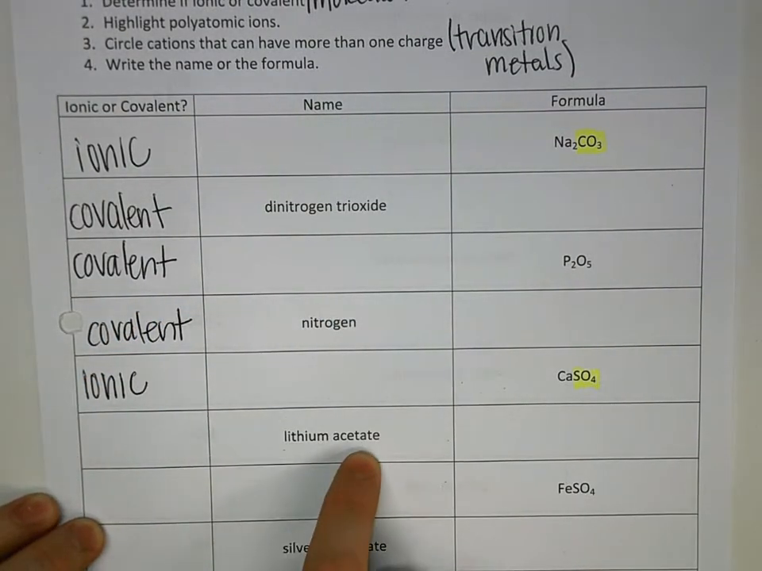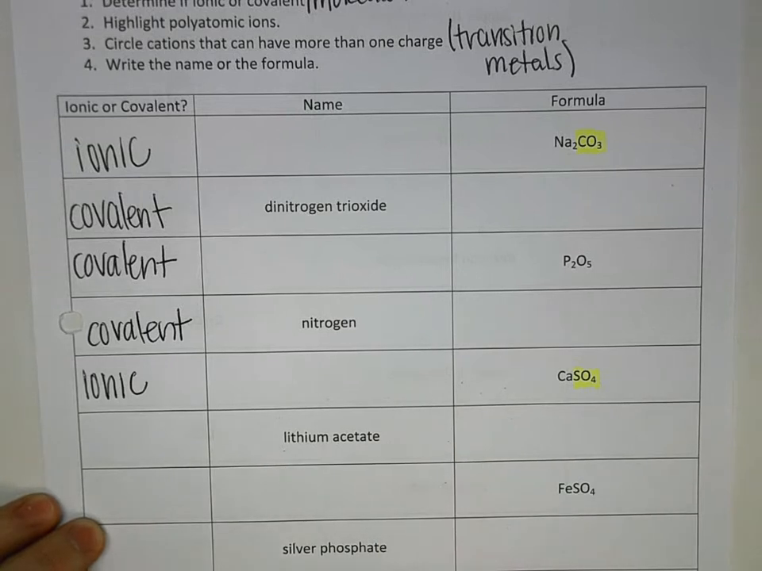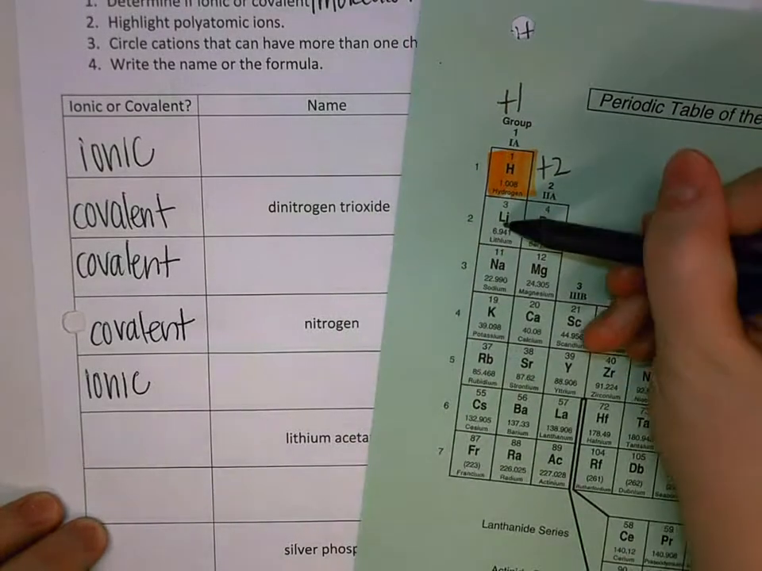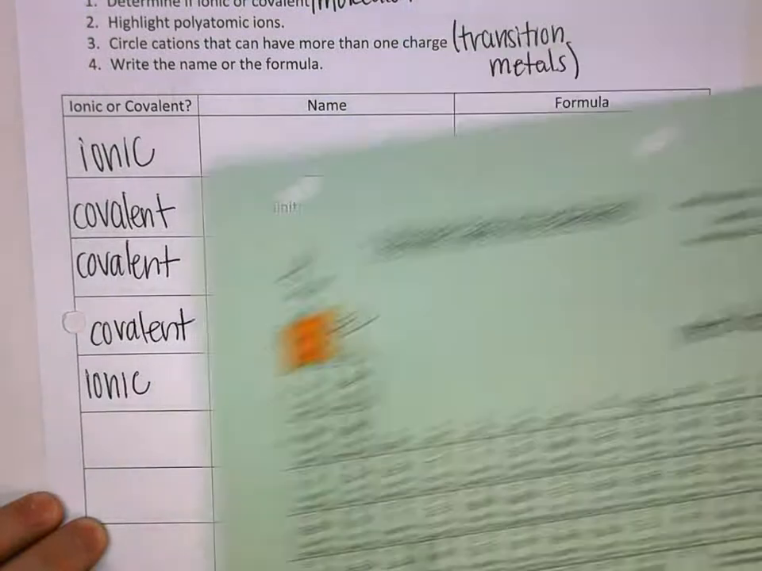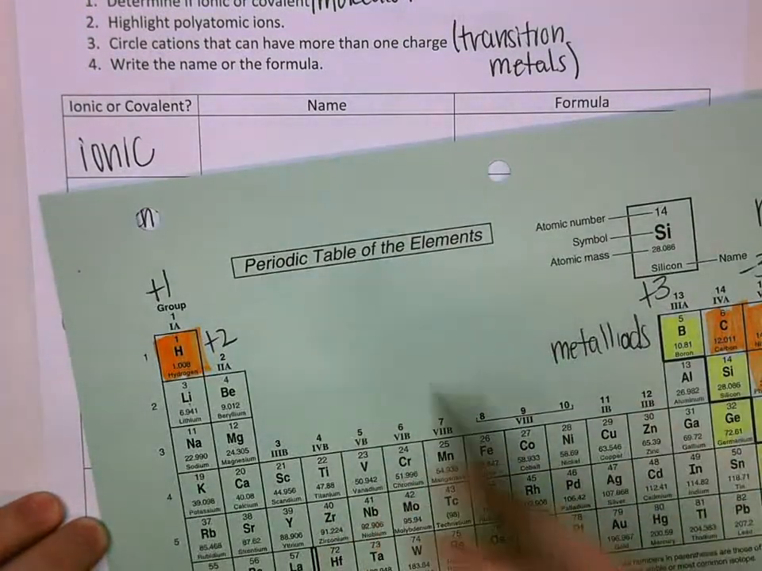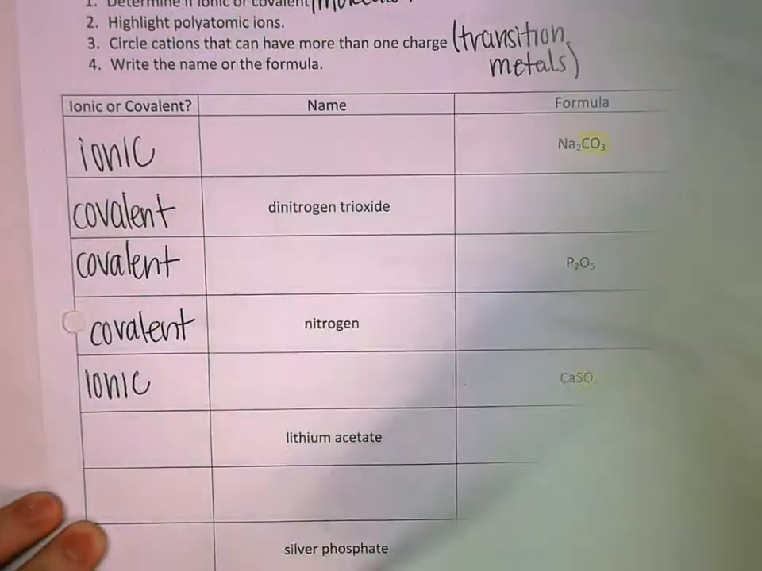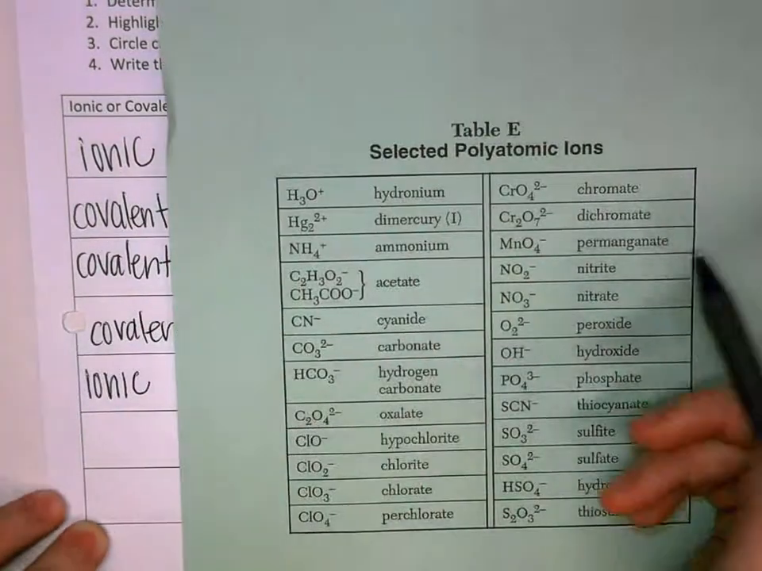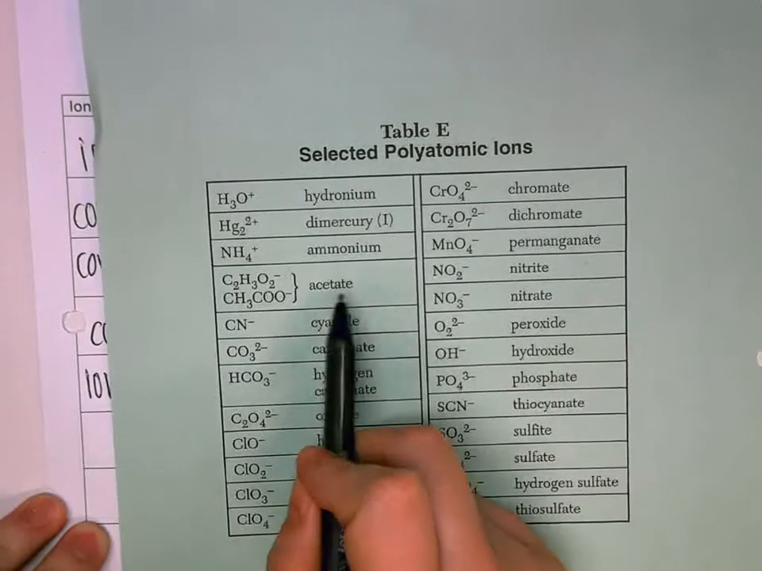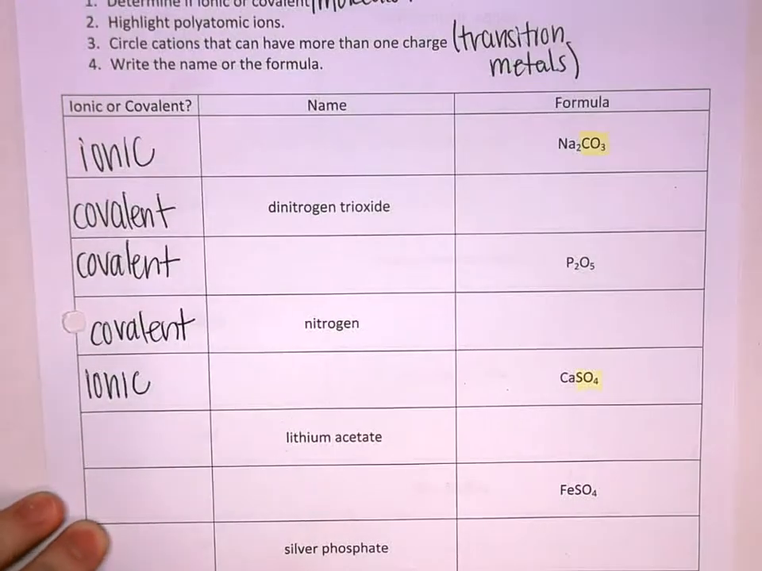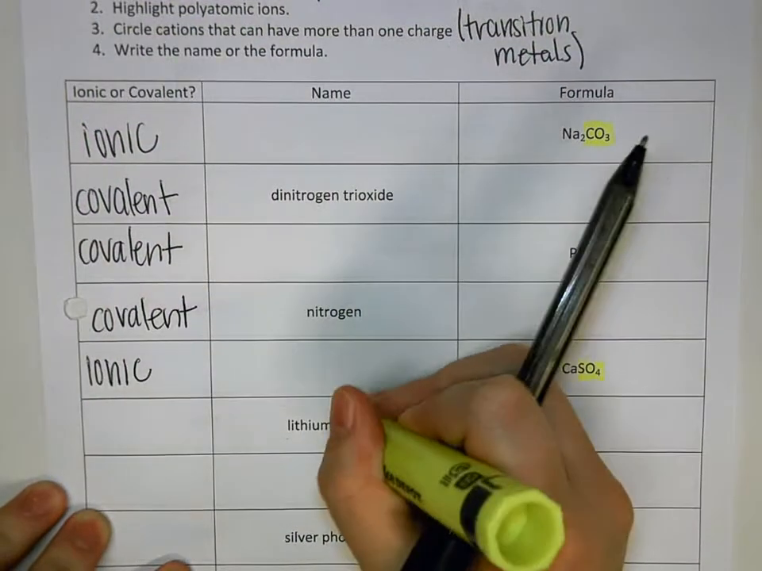Next one, lithium acetate. So lithium is a metal, and acetate, you're not going to find acetate anywhere on this table of elements. It ends with ate. So that's a big hint that it's going to be a polyatomic ion. So I can find acetate on there. There it is. It's a polyatomic ion. So I need to highlight my polyatomic ions.